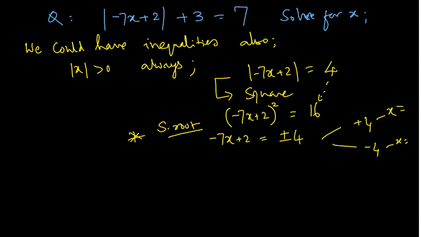Substitute plus 4 and minus 4. So you equate minus 7x plus 2 equal to plus 4, and you get two different values. That is for this. Minus 7x plus 2 equal to minus 4 is for this.